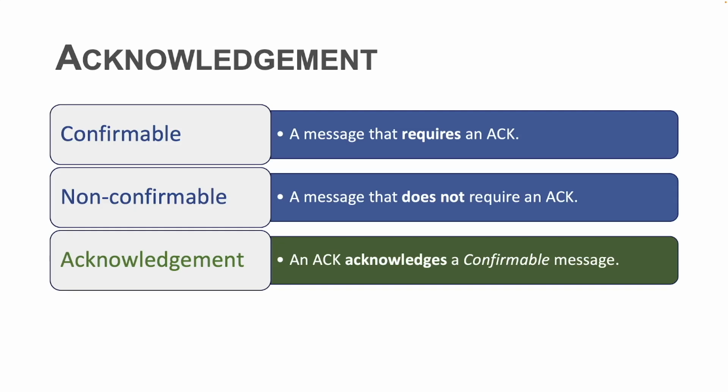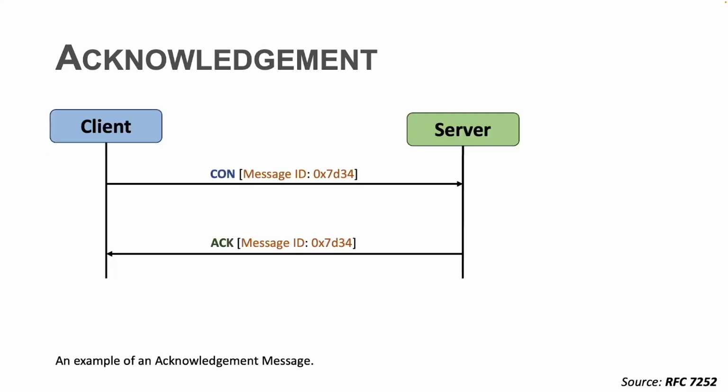The third message type is the acknowledgement. An acknowledgement message acknowledges that a specific confirmable message arrived. To confirm that a specific confirmable message arrived, the server transmits back an acknowledgement with the same message ID from the corresponding client.